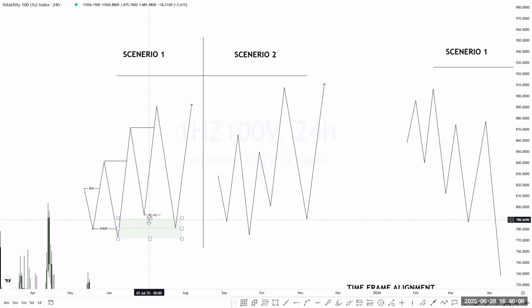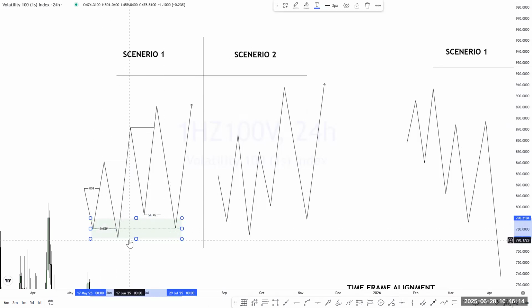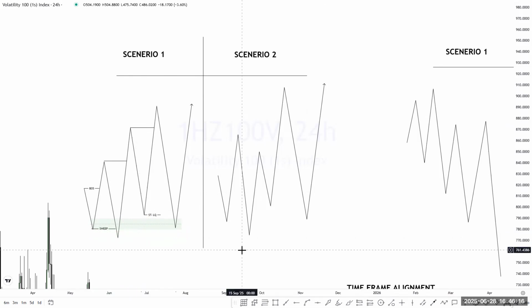The QML, or from the demand zone. All right, so here is your QML. So here is type 1. How do you validate if the setup is actually valid?